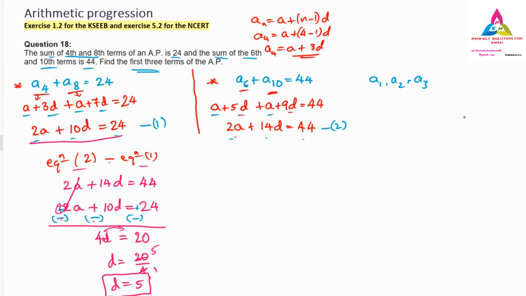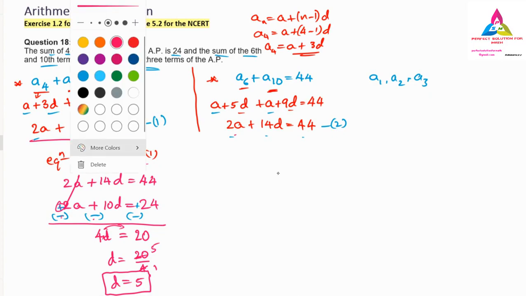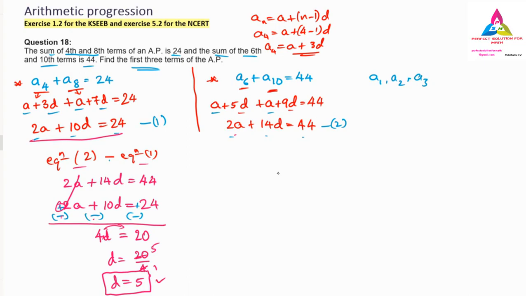This is the most important thing we require to find the first, second and third term of an AP. Only d is not enough. We need one more. What is that? Yes, that is the a value. We want to find the a value. How to find that? To find a value, we have to substitute this d value in equation 1 or 2. Equation 1 is over here, equation 2 over here. So we will substitute d in equation 1. You can substitute in equation 2 also.